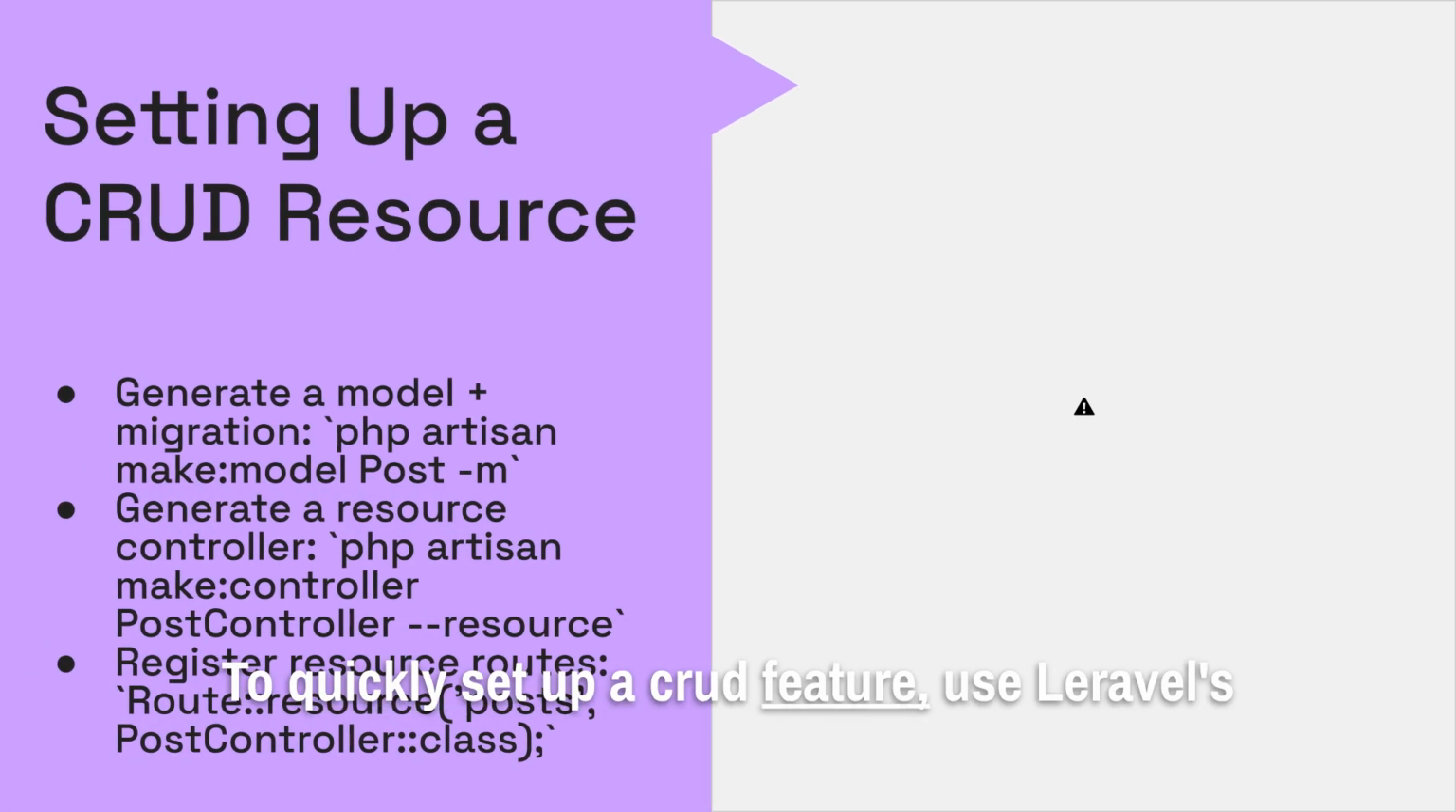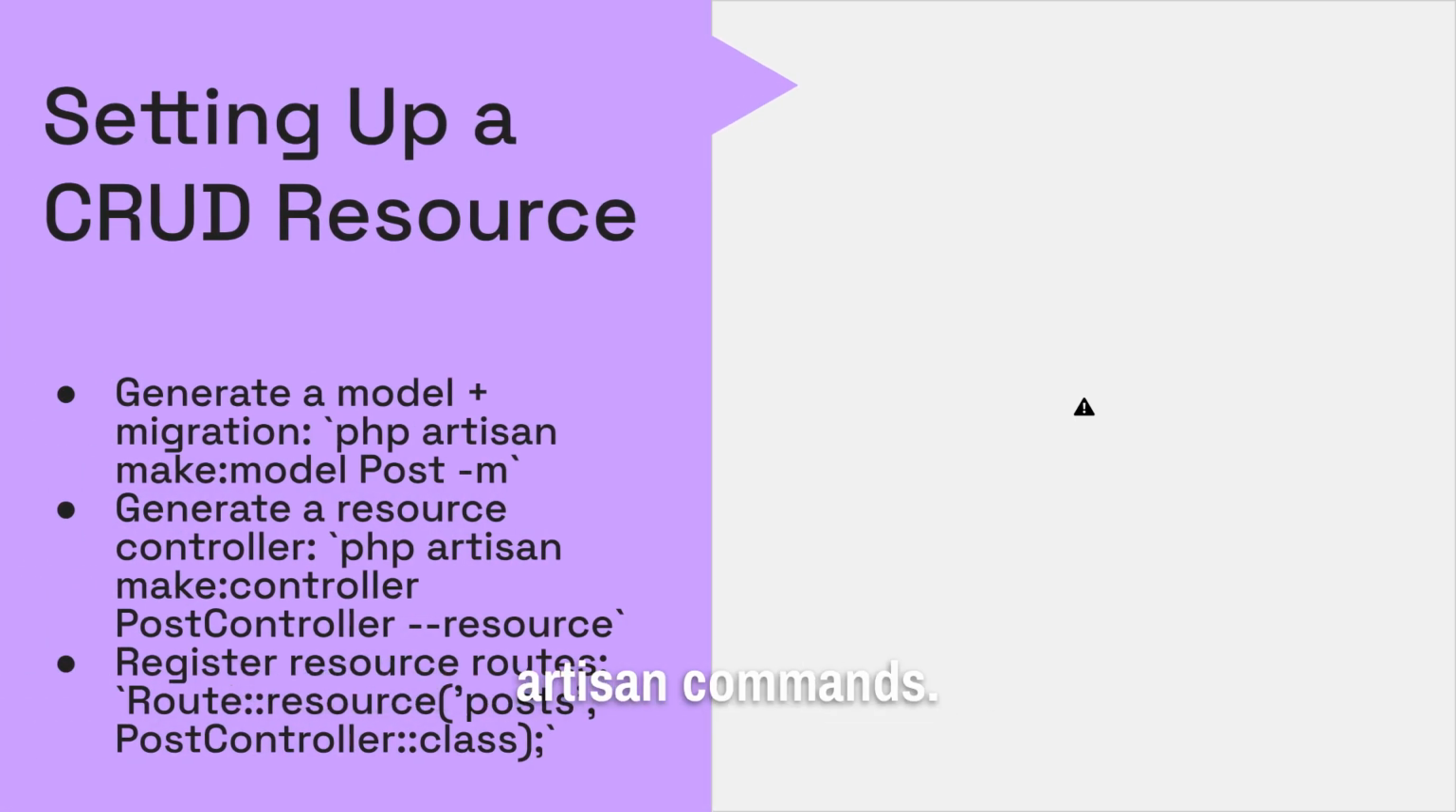To quickly set up a CRUD feature, use Laravel's artisan commands. This includes generating the model and its database migration, and then creating a resource controller, which automatically includes methods for all CRUD operations. Finally, register the resource routes.